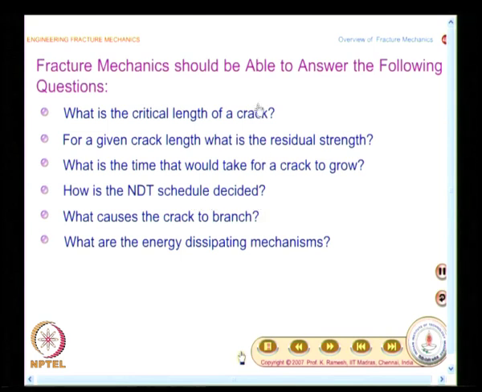For all these 4 questions, you cannot find an answer by performing only a tension test or a fatigue test. You need to have an additional test to find answers for these questions. And the last 2 questions were: what causes the crack to branch? What are the energy dissipating mechanisms? These 2 are very fundamental in nature.